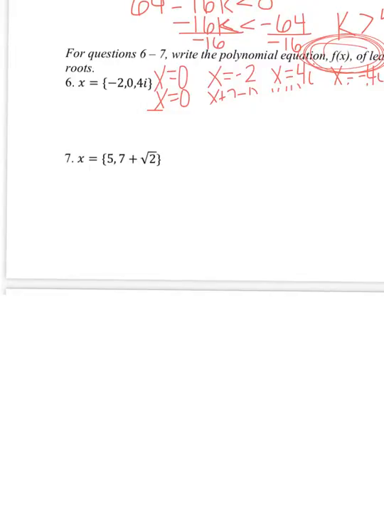Okay, for number 7, it's the same idea. So remember this comma is separating your roots. So if you have x equals 5 and x equals 7 plus the square root of 2, you also have to have, because this is an irrational solution, 7 minus the square root of 2 as well. So you're going to set each of these equal to 0.